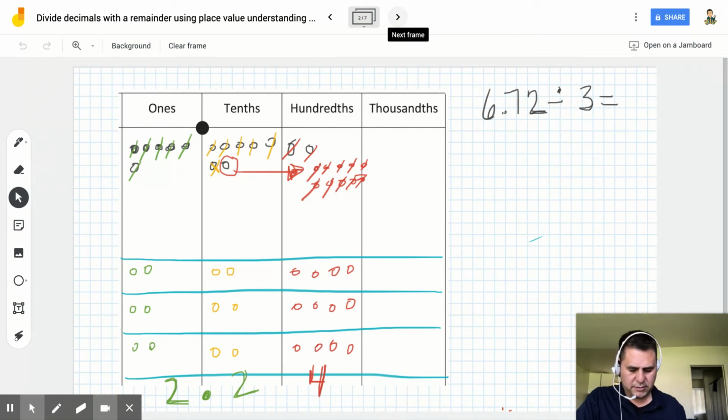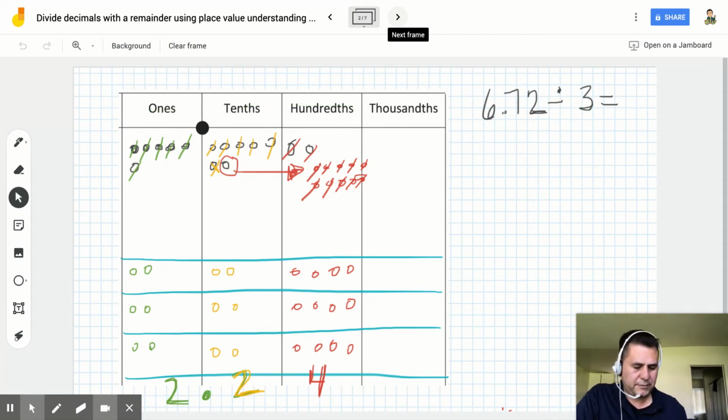In other words, everyone's going to get $2, 2 dimes, 4 pennies. Everyone gets the same amount. So the answer is 2 and 24 hundredths. Now, let me finish that promise I gave you. How does this work relate to what we did over here?